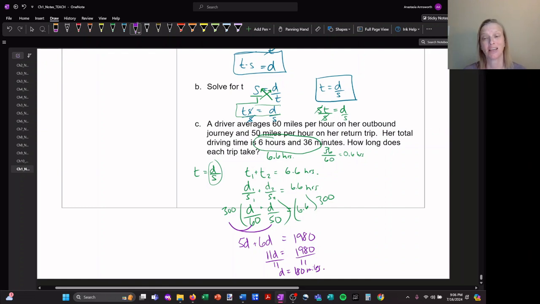180 miles isn't actually the answer to the question. The question is, how long does each trip take? Now that I know the distance, I can find out that the outbound journey was distance divided by speed, which is 180 divided by 60, which is 3 hours. And my return journey is distance divided by speed, which is 180 divided by 50, which is 3.6 hours.